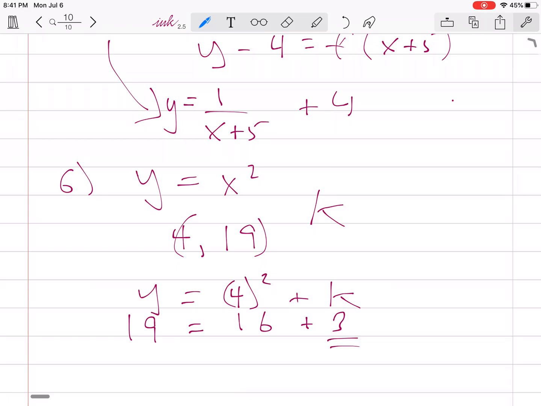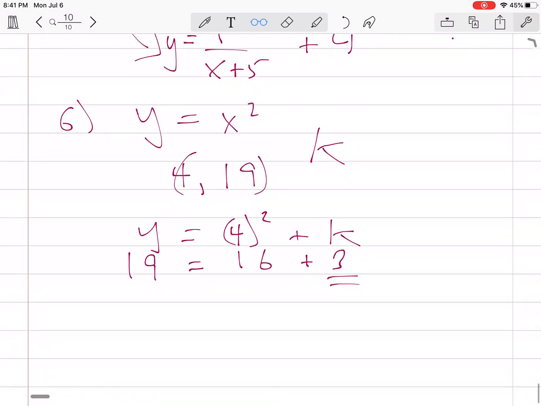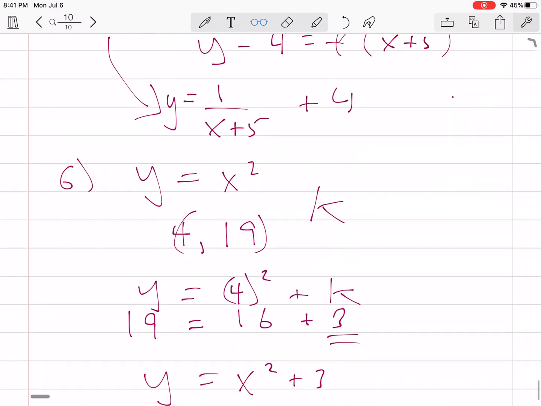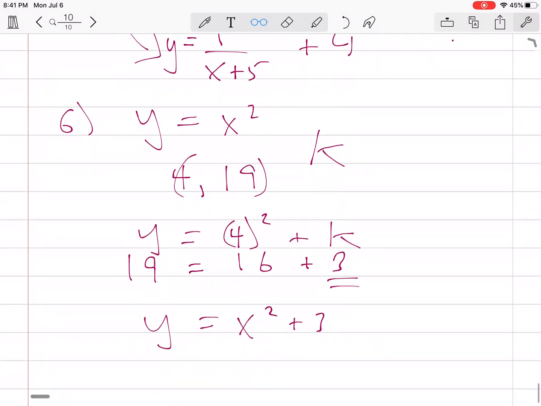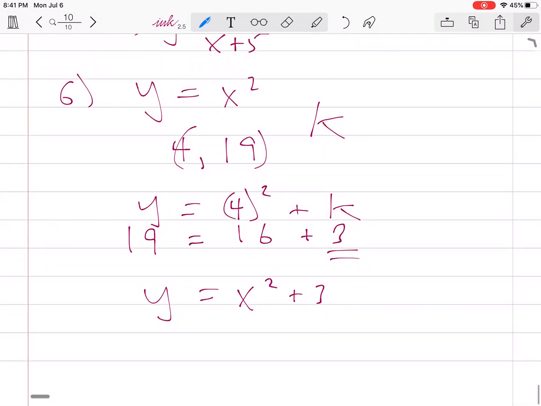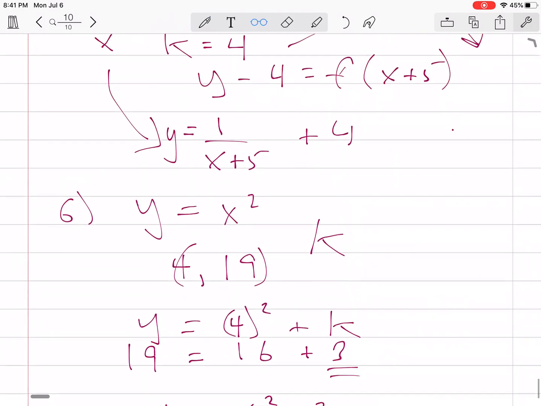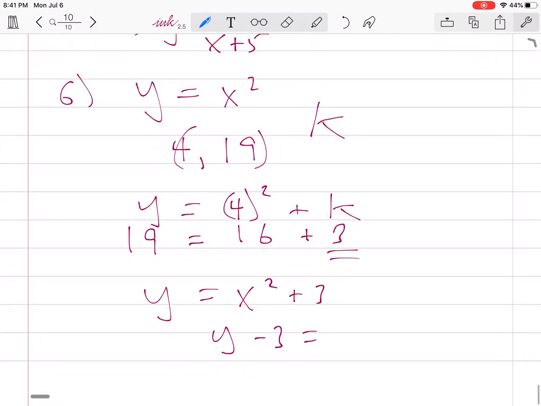And what you can do is either write this as y equals x squared plus 3, or if you want to use that above format here, we can put down y minus 3 is equal to, and then just f of x. Okay, so either of these two would be fine.